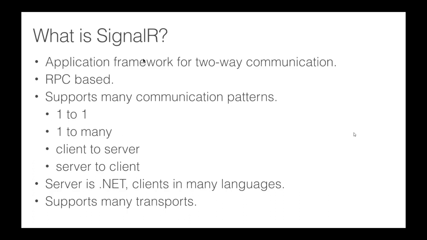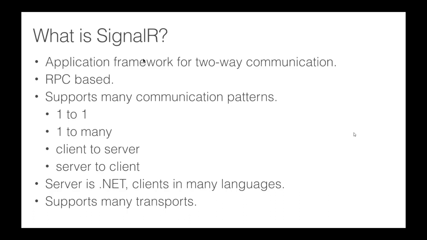And SignalR has a server implementation in .NET. There's one for older ASP.NET, and likewise there's one for ASP.NET Core. But there are clients in many languages. I think there's C++, there's JavaScript, there's Java as well. There's a bunch of different clients that you can use to talk to SignalR on the server running in anything. And in addition to that, SignalR supports many transports.